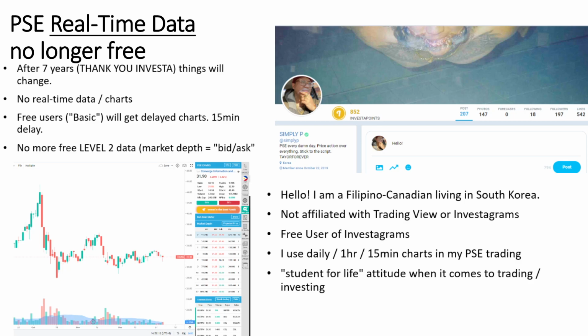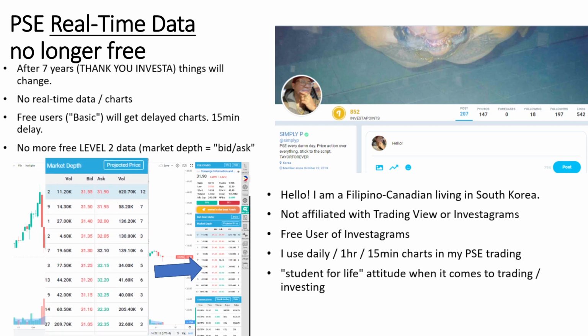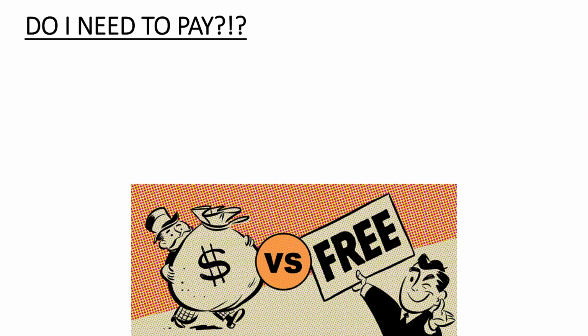What exactly is that? Well, here's a chart of Converge. And if you look on the right hand side there, here's a zoom in picture. Yeah, we can see the bid and ask. These are the people who are lining up to buy or lining up to sell, right? So kind of useful for a lot of intraday traders for sure.